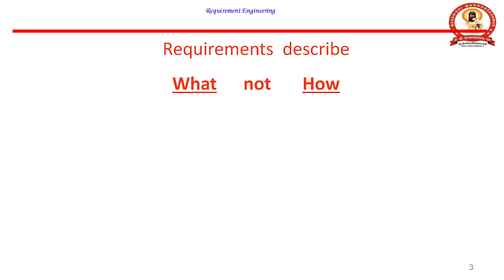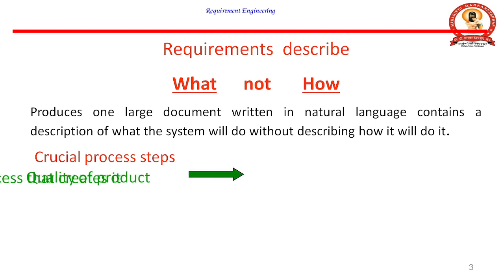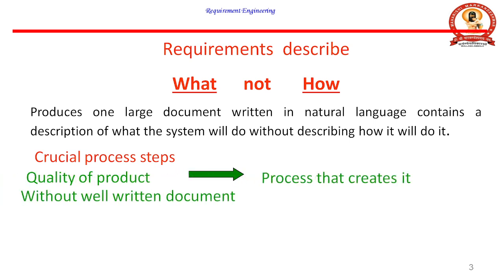In the requirement phase, we are concerned with what the supposed system will do, and we are not concerned with how the system will do it. So the first and the foremost phase is the requirement, and it is a very crucial step while choosing the requirement, because if we have chosen the wrong requirement, then the whole product or the project can fail.